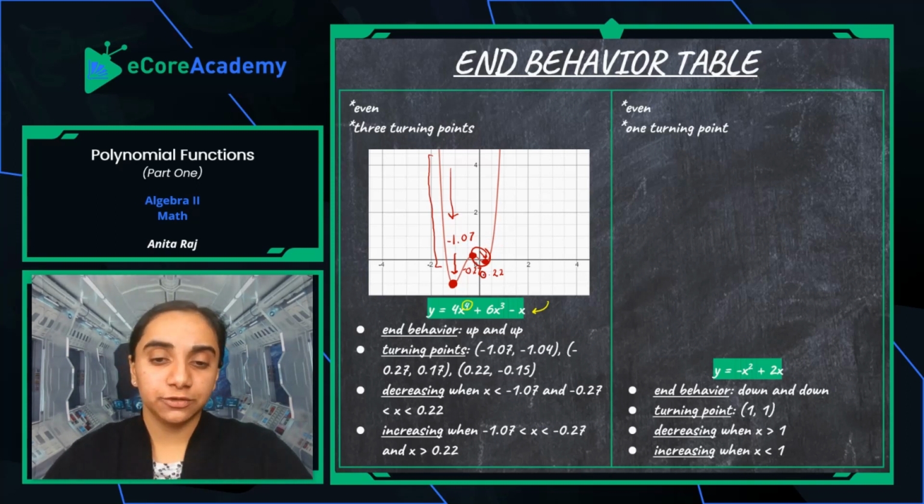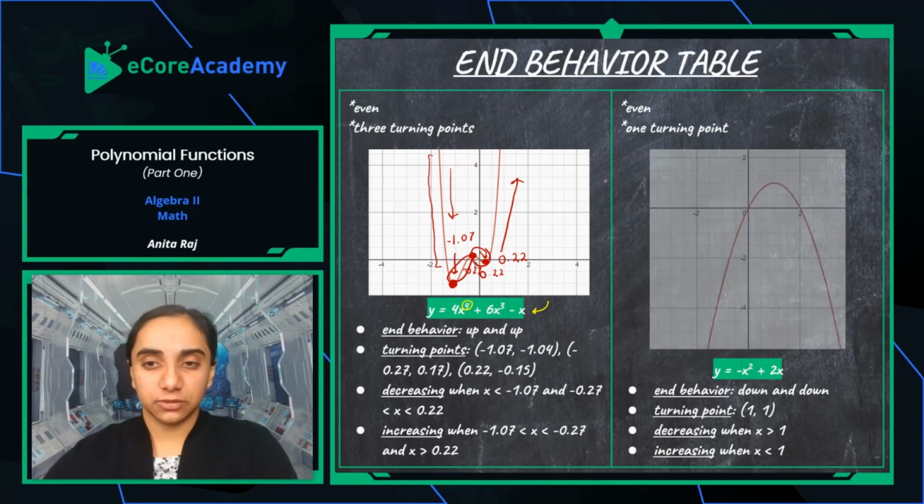There are also 2 intervals where this polynomial is increasing. It's getting a little bit busy, but right here is where the polynomial is increasing. It is between negative 1.07 and negative 0.27. And then the second place the polynomial is increasing is over here. It's where x is just greater than 0.22. So it's just going towards positive infinity. Okay, so let's look at the next one.